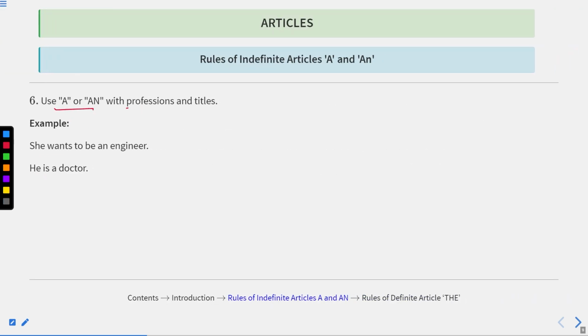Now use A or N with professions and titles. For example, she wants to be an engineer. He is a doctor. Doctor is actually the profession before which we can use A. That is not a particular doctor. Whatever kind of doctor he is, he's a doctor that I'm mentioning.